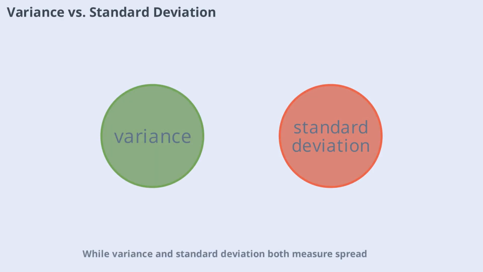While variance and standard deviation both measure spread, standard deviation is generally preferred for interpretation because it's in the same units as the original data. Variance is useful for calculations and theoretical work, but standard deviation is more practical for everyday analysis. Knowing when to use each can make your data analysis more effective.